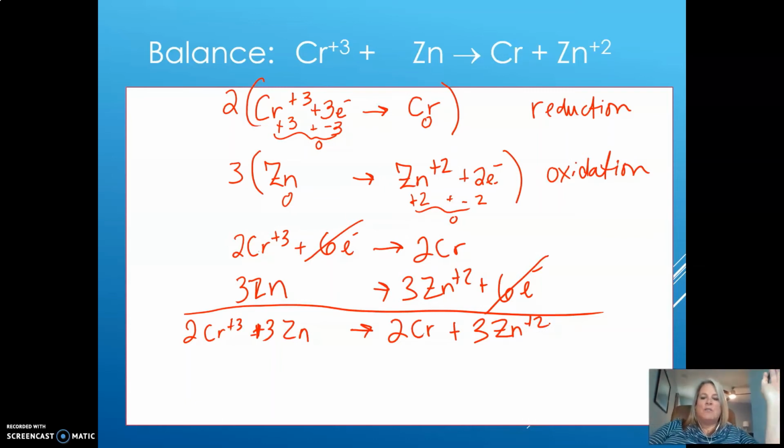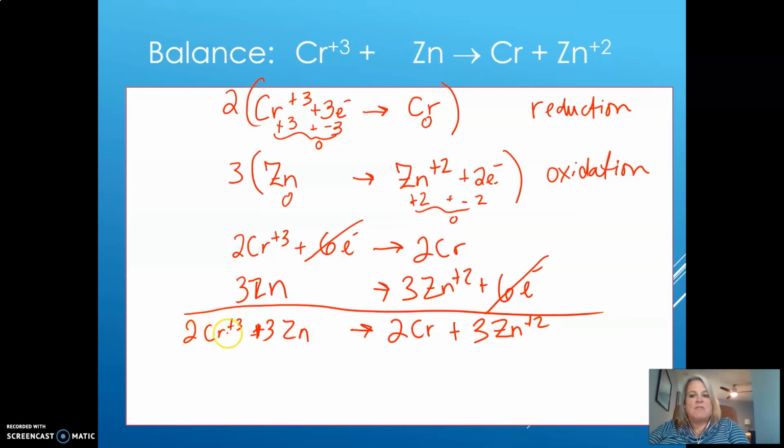Now, I like to just check to make sure that the atoms and the charge are balanced. So I'll go back and look just to make sure I didn't mess up. And I see I have 2Cr here, 2Cr here. Good. 3 zinc, yes.